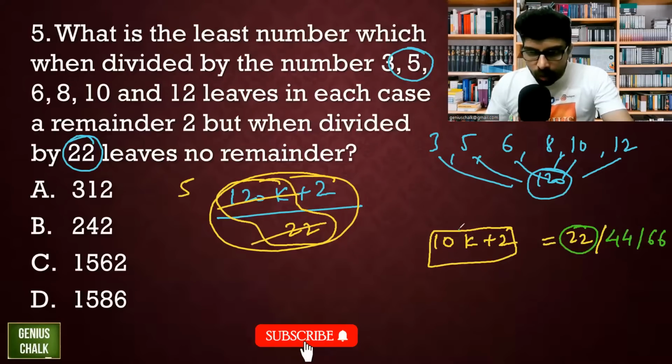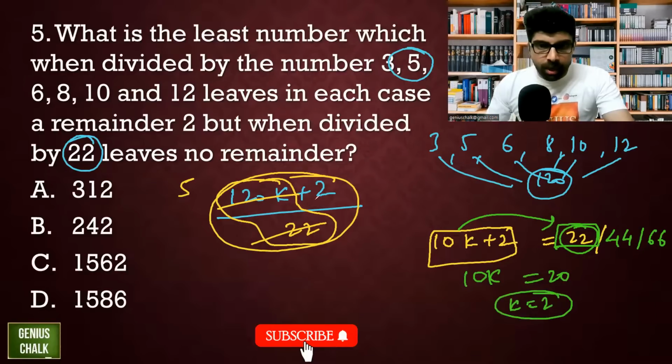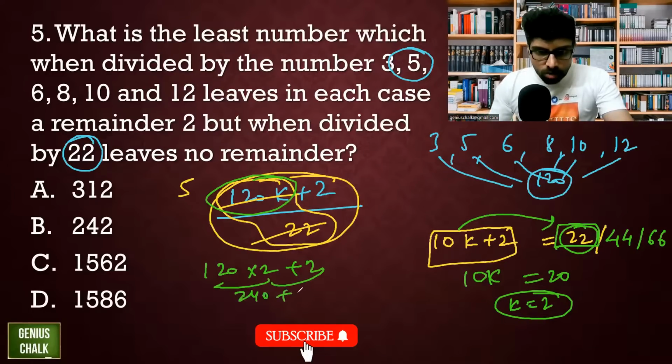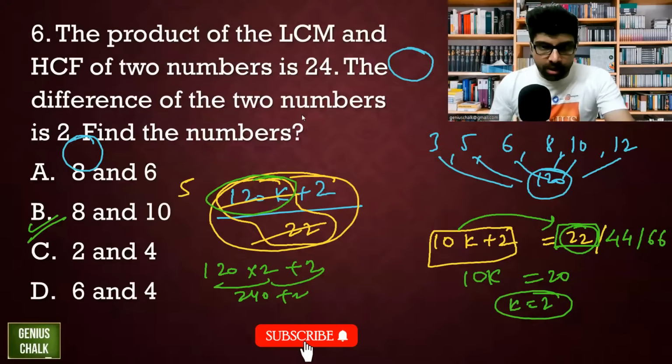Tell me what should be the value of k if this number should be divisible by 22. So this is 20, so k has to be 2. That means if I put k as 2 here, I will get my answer, 120 into 2 plus 2, 240 plus 2, that is going to be 242. 242 has to be my answer, right? This is the approach for this type of question.